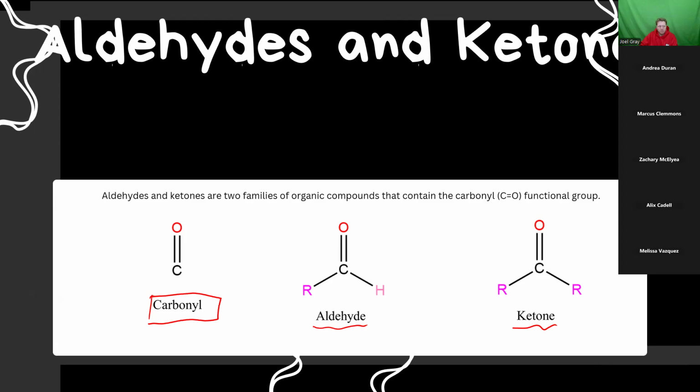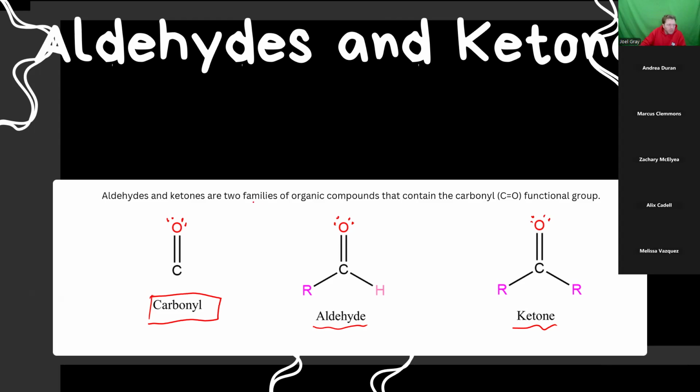73% of you said that it's true that they have the same number of lone pairs of electrons. And you're absolutely right. This oxygen right here: one lone pair, two lone pairs. This oxygen on your aldehyde, one lone pair, two lone pairs. And your ketone, same thing. So what makes an aldehyde and a ketone different from one another? If you want to add to the chat and answer the question, what makes an aldehyde different from a ketone?